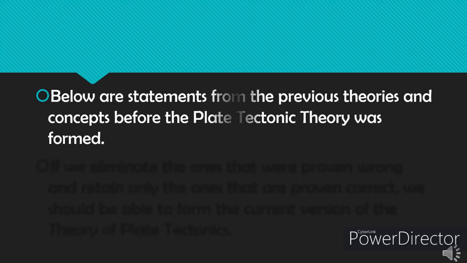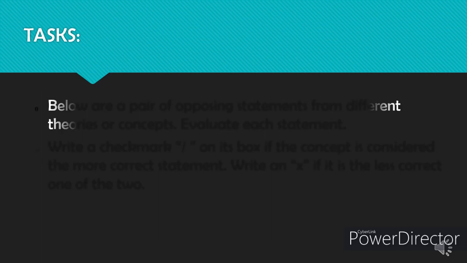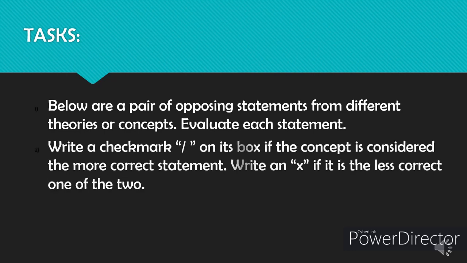Below are statements from the previous theories and concepts before the plate tectonic theory was formed. If we eliminate the ones that were proven wrong and retain only the ones that are proven correct, we should be able to form the current version of the theory of plate tectonics. For this task, below are a pair of opposing statements from different theories or concepts. Evaluate each statement. Write a check mark on each box if the concept is considered the more correct statement. Write an X if it is the less correct one of the two.